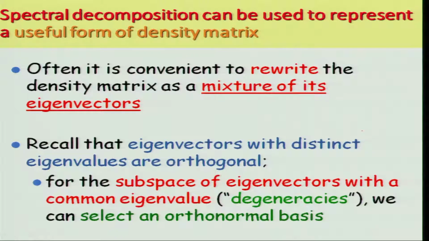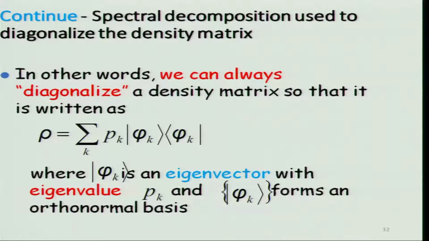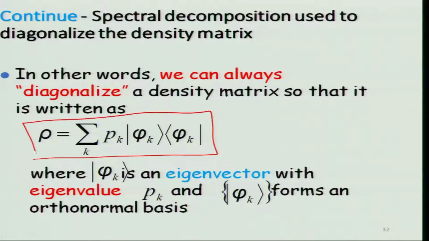So, spectral decomposition can be used to represent a useful form of the density matrix. Often it is convenient to rewrite the density matrix as a mixture of eigenvectors. Eigenvectors with distinct eigenvalues are orthonormal. That is one of the fundamental requirements of quantum mechanics. For the subspace of eigenvectors with a common eigenvalue, which are degeneracies, we can select an orthonormal basis. In other words, we can always diagonalize the density matrix so that it is written in this form, where ket phi k is the eigenvector with eigenvalue p k, and the set of phi k forms an orthonormal basis. So, this is basically the definition of the density matrix which we have been following. It is a very useful definition because this is one of the ways to get information of states which are otherwise not possible to access, as we have been discussing.